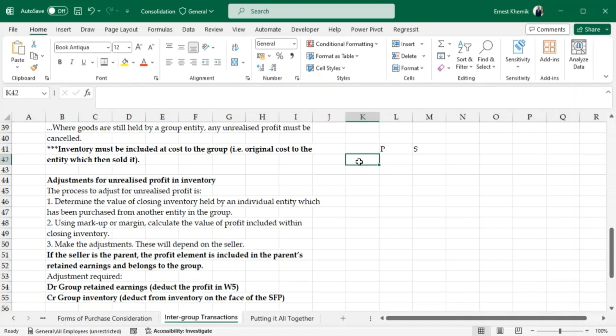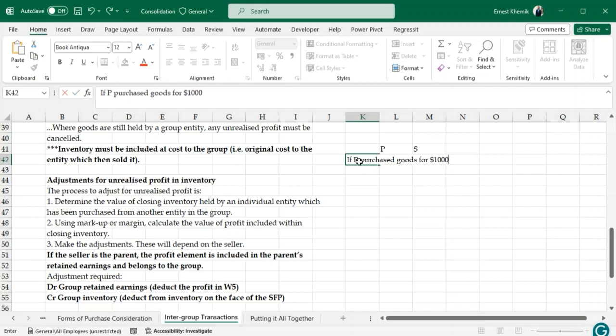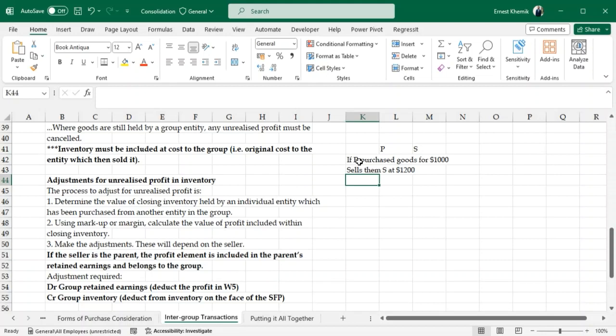Alright. So if P purchased goods for $1,000, and then sells these goods to S at 1,200, then P will record a profit of $200. P will record a profit of $200 in its individual financial statements.